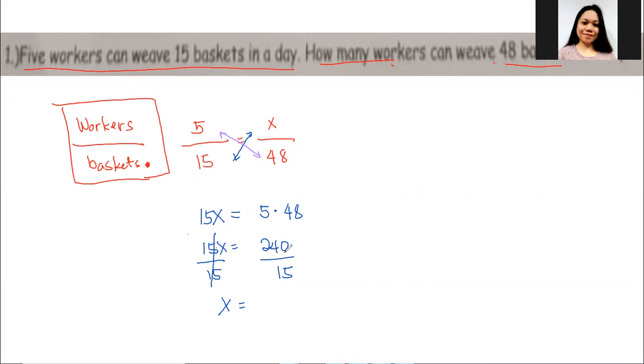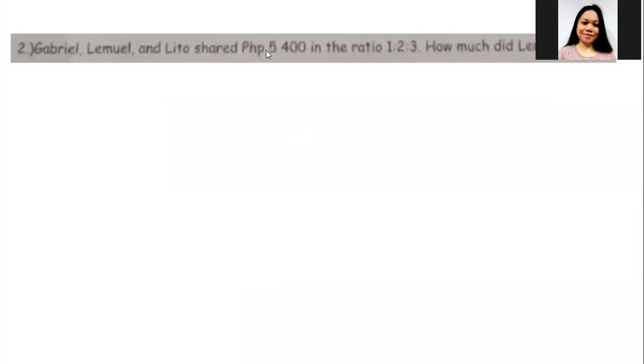And so now you will divide 240 by 15. I don't know what that is, so let's just do it by long division. We'll divide that, so you have 15 and then you have 9, I think. 0, that's 6. So that's 16. So what does this mean? X represents the number of workers. You will need 16 workers to complete 48 baskets.